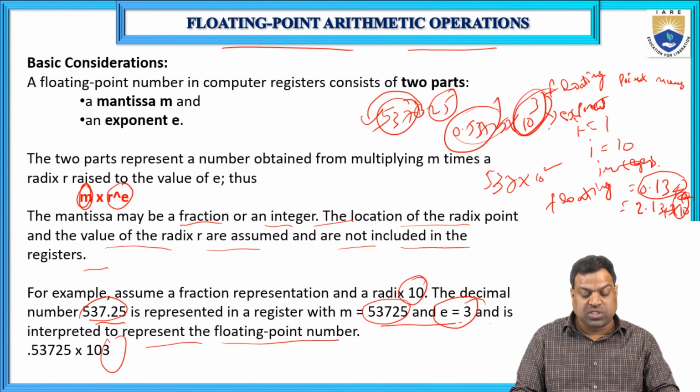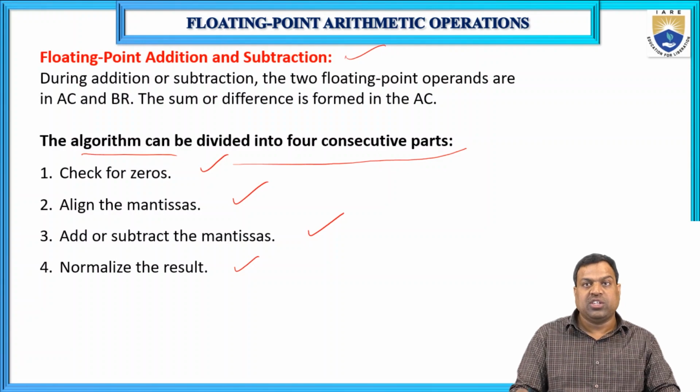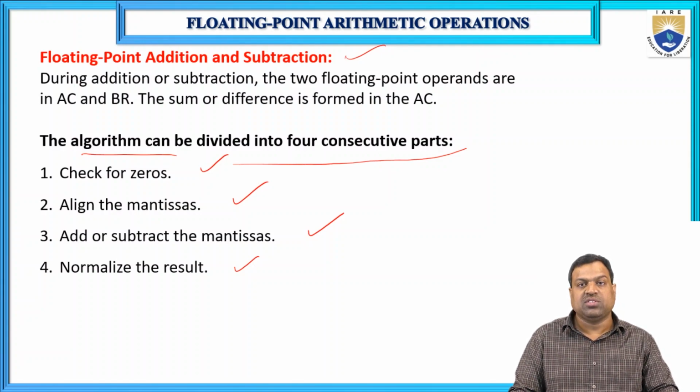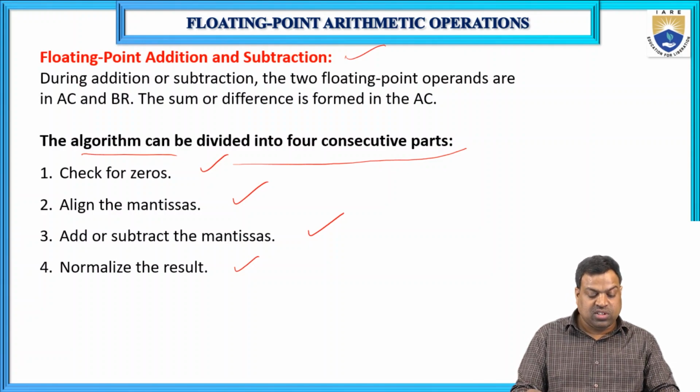The two parts representing a number are obtained from multiplying m times a radix r to the power of e. The mantissa may be a fraction or an integer. We have to take both options, fraction or integer. The location of the radix point and the value of the radix r are assumed not to be included in the registers. So for floating point addition and subtraction, we have to maintain four conditions: check for zeros, align the mantissa, add or subtract the mantissa, normalize the result.